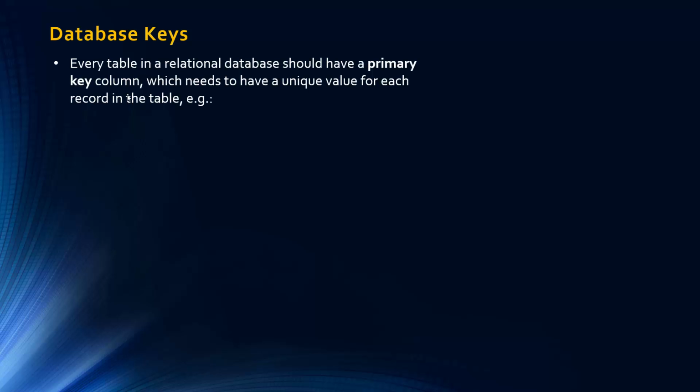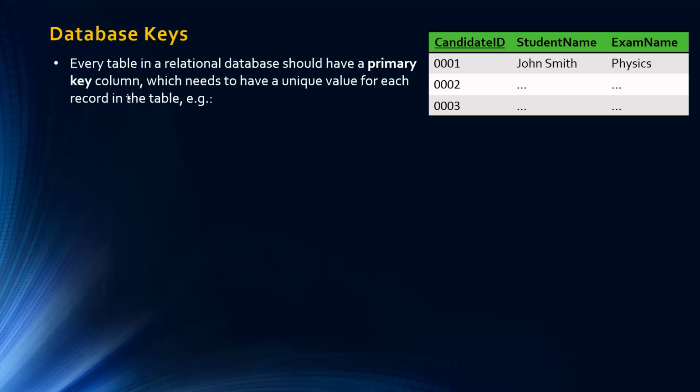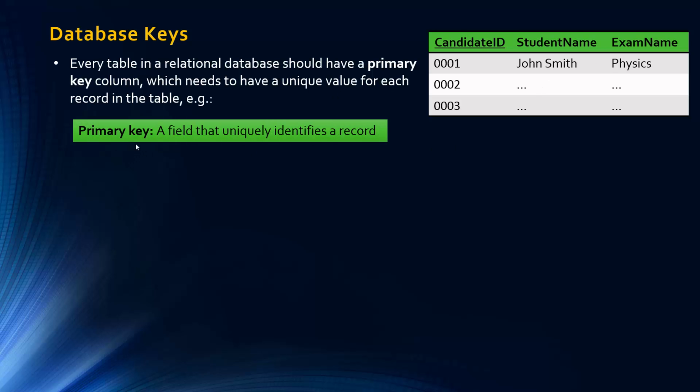Every table in a relational database should have something called a primary key column, a primary key field. It needs to have a unique value for each record, so the primary key needs to be unique. In this example table, I think my idea was like the candidate number or candidate ID you write on the front of your exam paper. If we want a nice definition for a primary key, it's a field or a column that uniquely identifies a record.